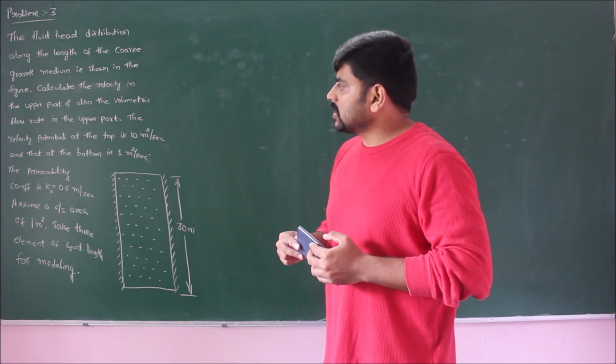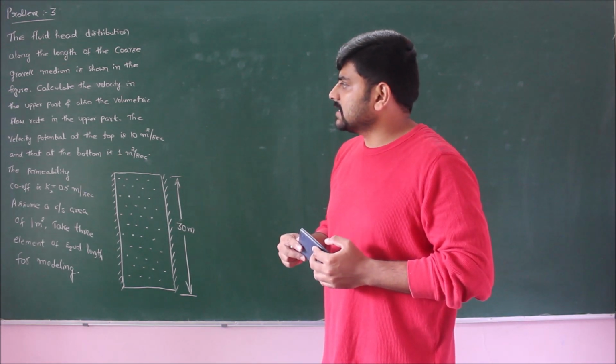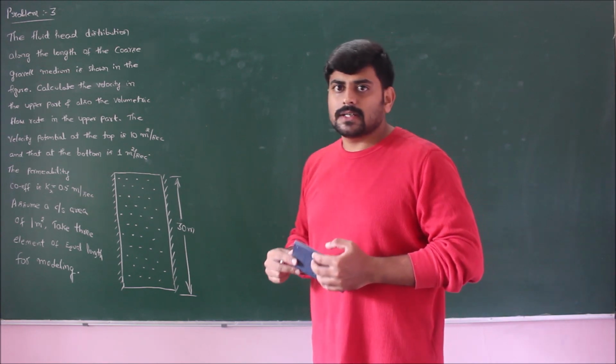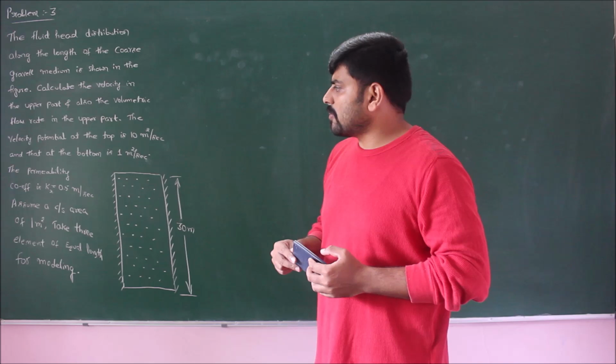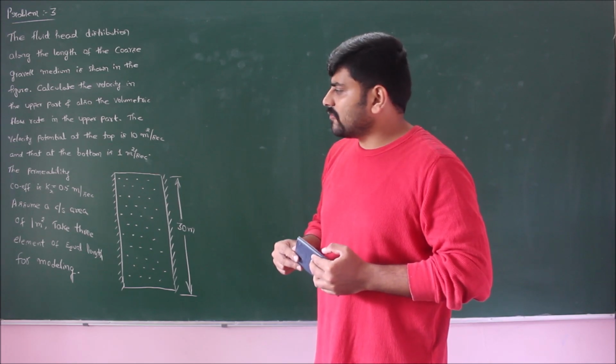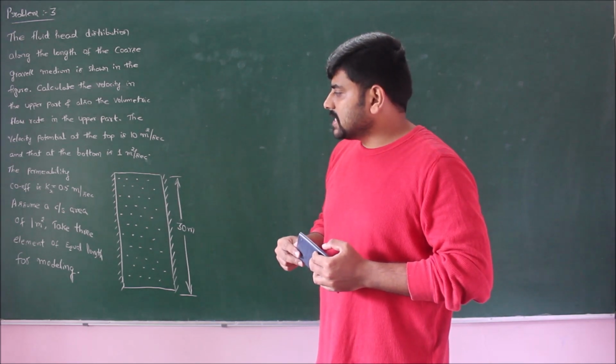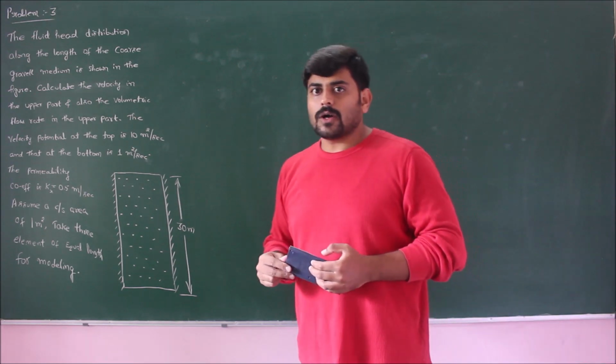The velocity potential at the top is 10 meters square per second and that at the bottom is 1 meter square per second. The permeability coefficient is kx equal to 0.5. Assume a cross sectional area of 1 meter square. Take 3 elements of equal length for modeling.